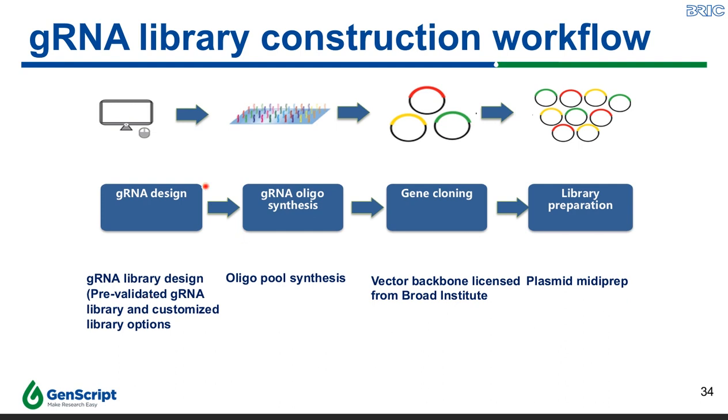After we acquire the design, this gRNA oligo will be synthesized using our in-house semiconductor-based technology. The quality of this gRNA oligo will be validated using NGS to show that all the gRNA library has been constructed, followed by cloning into the vector backbone licensed from the Broad Institute. And then this is followed by library amplification and purification using plasmid midi-prep.